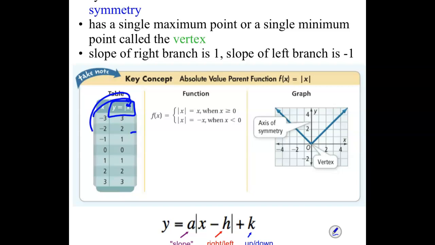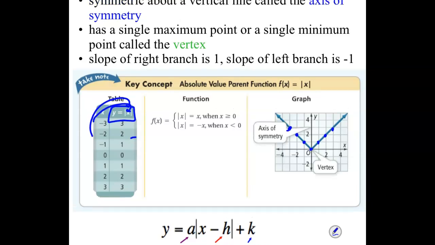Okay? So if we were to plot those points, -3, 3, -2, 2, -1, 1, 0, 0, +1, 1, +2, 2, 3, 3. And we get this V-shaped graph.